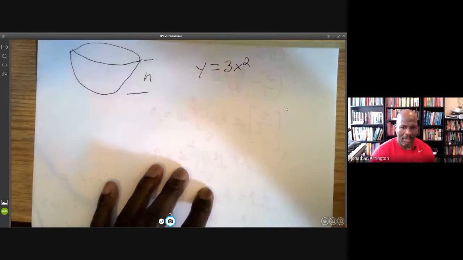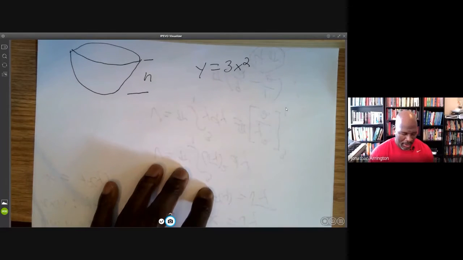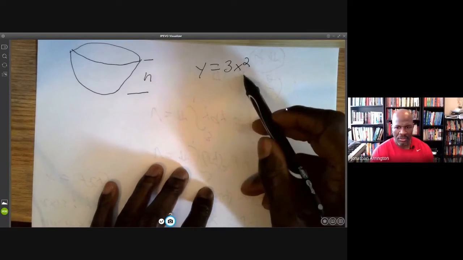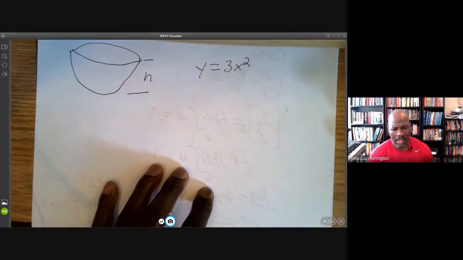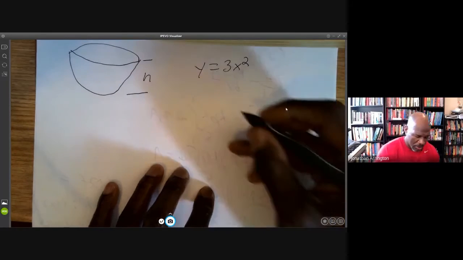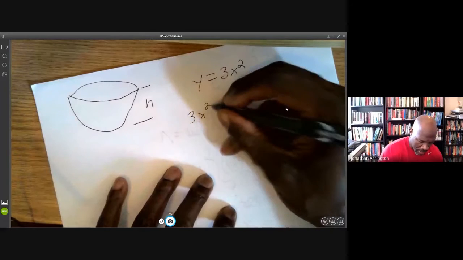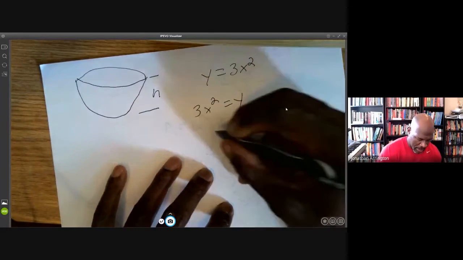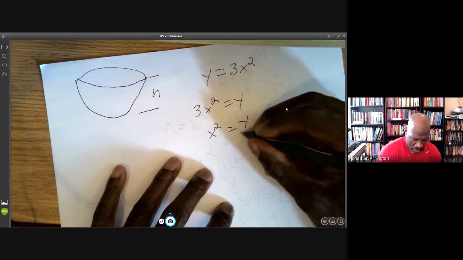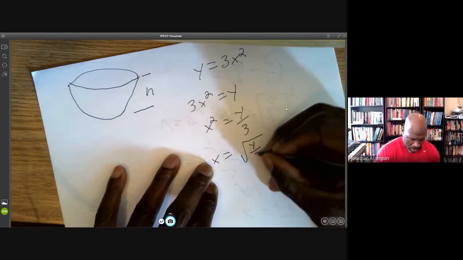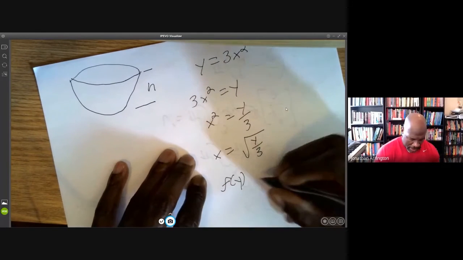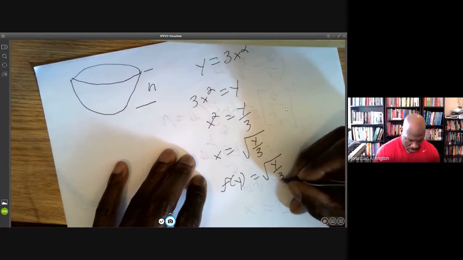So I just made a sketch of the situation. All we know is the main curve. We also know the axis of rotation is the y-axis, and we know the height of this guy is h. Of course, for the main curve, since it's going about the y-axis, I have to put it in x equals f of y form. So let's do that real quick. We'll have 3x squared equals y, divided by 3, x squared is y over 3. Take the square root. So x is the square root of y over 3. So my f of y is the square root of y over 3.